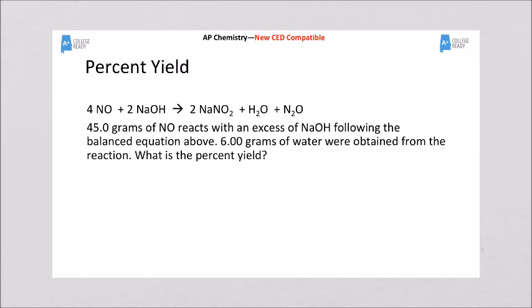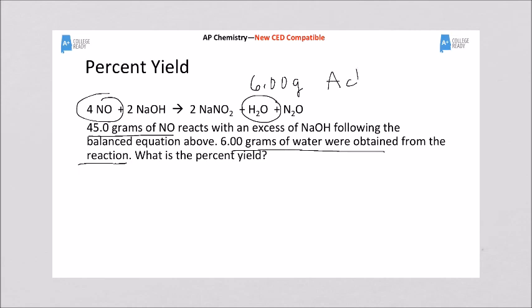This time we're given a balanced chemical reaction, which is great. We have 45 grams of NO. We have excess sodium hydroxide. It's not the limiting reactant, which is nice. We don't even have to worry about that. And then it says 6 grams of water were obtained from the reaction. So what you're supposed to realize is that this 6 grams is actual. Does it tell you it's the actual yield? It doesn't. The product information given when it's asking you a percent yield question is the actual yield, if they don't come right out and say it. So that has to be actual.